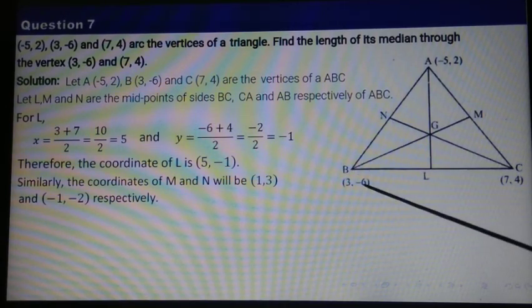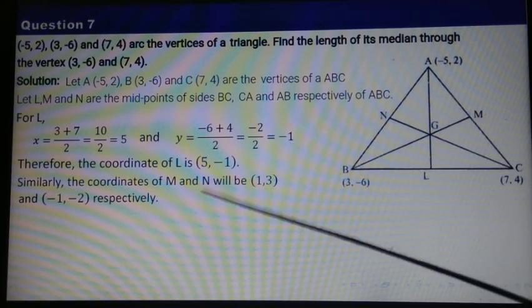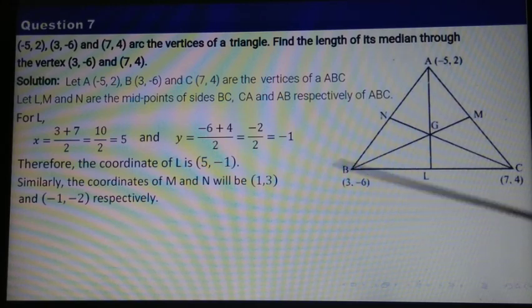(3, -6) is here, and the median through (3, -6) is which one? BM. Okay, so can you find BM? We have the vertex, we have the coordinate for B, and we have the coordinate for M, right? The coordinate of M is (1, 3). So use the distance formula to find BM, right?